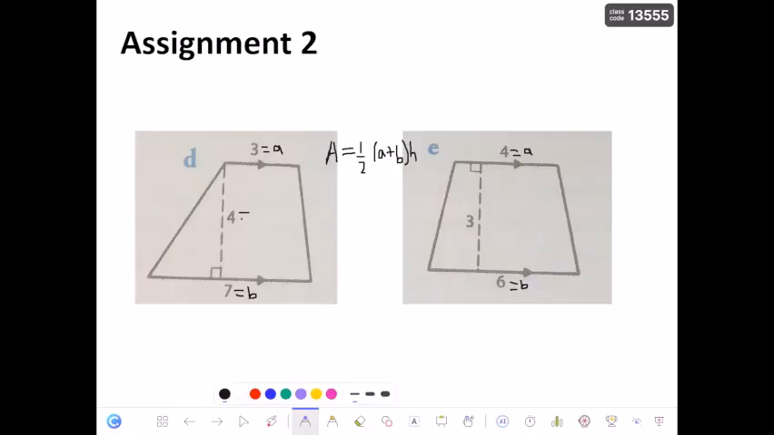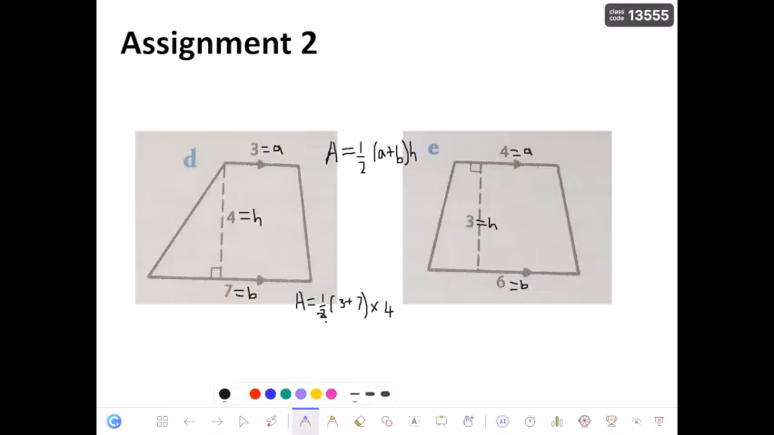Then the H is always the height that is 90 degrees to the base. So 3 in this case is the H. So for this one, if I end it here, I will have my A equal to 1 over 2, then 3 plus 7, then multiply by 4.